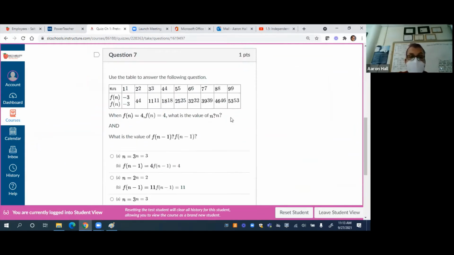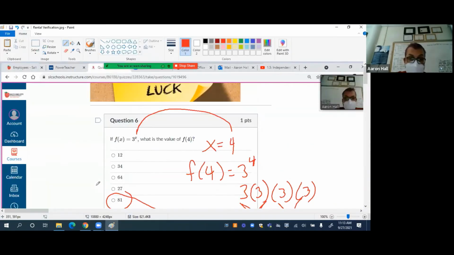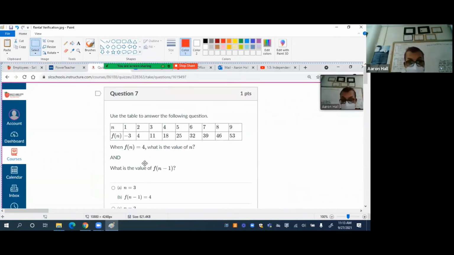Number 7. All right, so this one, we have this table. It says, use the table to answer the following question. When f of n equals 4, what is the value of n? And what is the value of f of n minus 1? So I'm going to go ahead and copy that. We'll import that into our virtual whiteboard.